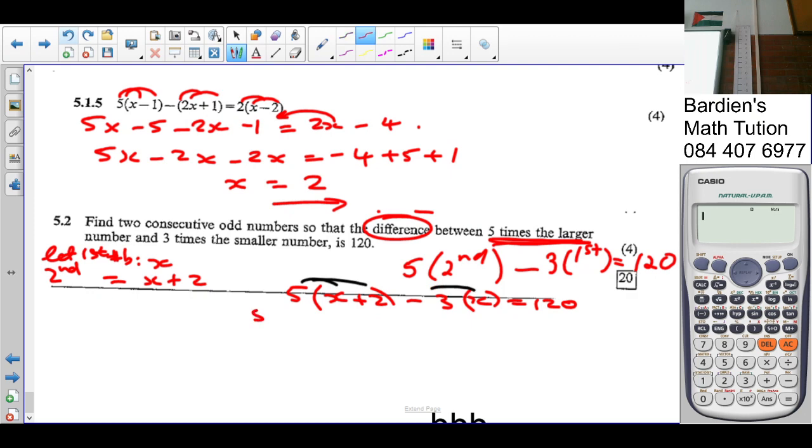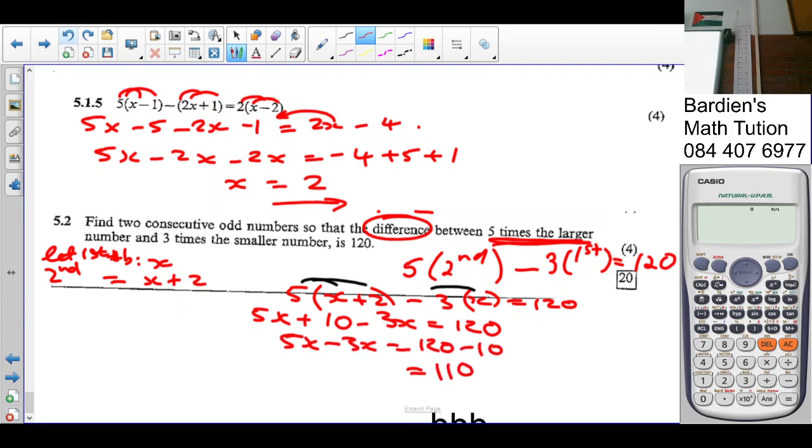5 times x, 5x plus 5 times 2 minus 3x equals 120. Now what do we do? X is one side. So 5x minus 3x equals 120 minus 10, which is 110. 5x minus 3x is 2x, divided by 2 both sides. So x is 55. What's the question? Find the 2 consecutive odd numbers. Therefore, the consecutive numbers are 55 and 57.